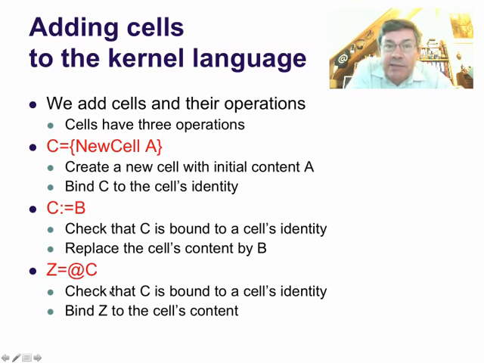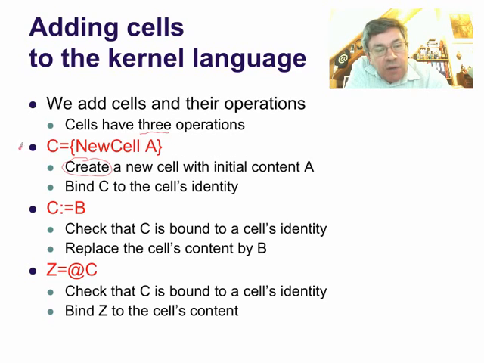So we will add cells and their operations to the kernel language. This gives us a new kernel language of the new imperative paradigm. So cells have 3 operations. There's the creation of a cell, there is the assignment or changing of the cell's content, and then there is the read or accessing of a cell's content.